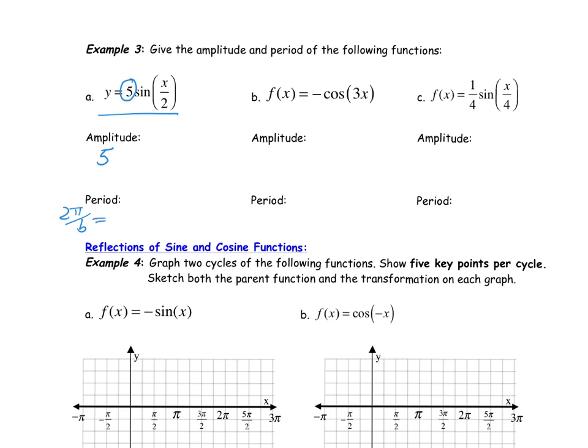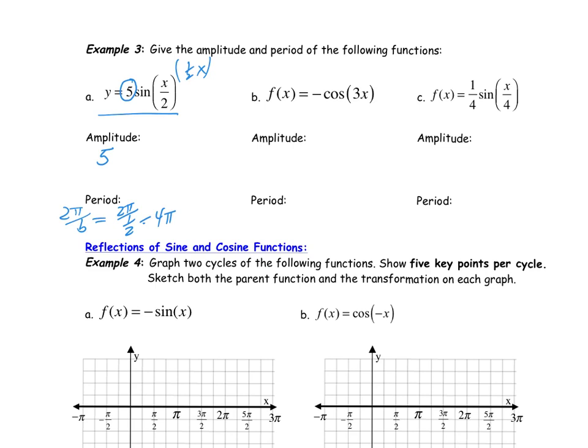So in this case, this is like 1/2 times x, so b is equal to 1/2. So 2 pi over 1/2 is 4 pi. So this graph has a vertical stretch by a factor of 5 and a horizontal stretch by a factor of 2 relative to the parent function.